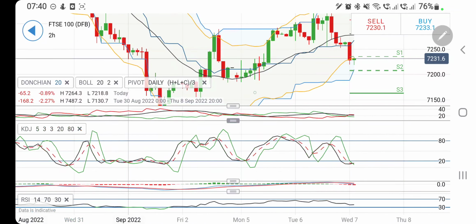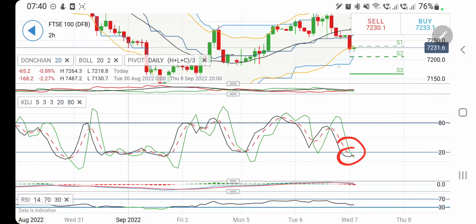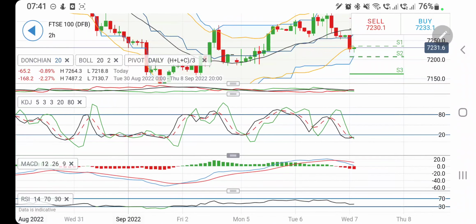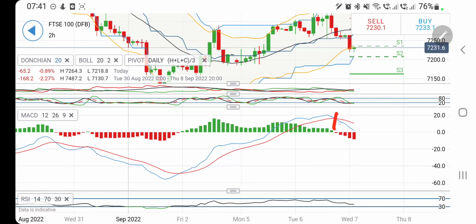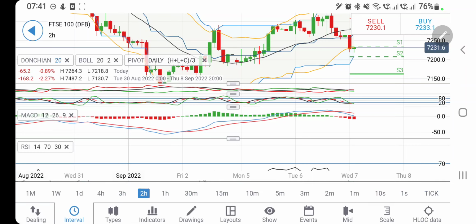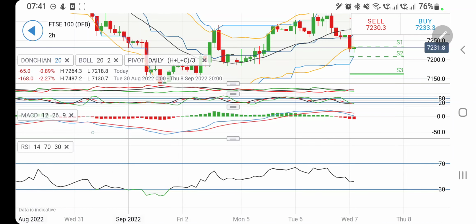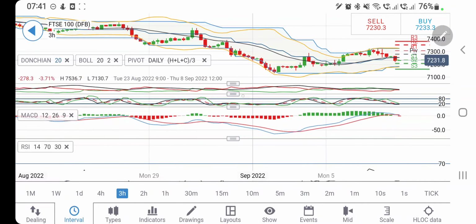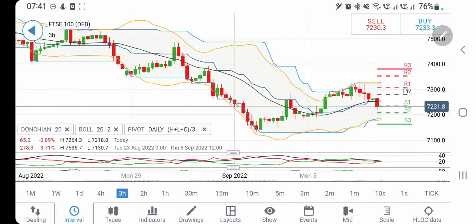Directional movement is bearish. Stochastic is oversold on the 2-hour charts. Possibility of it to rise exists. MACD is divergent and it is bearish. Be careful with the longs till the time it trades in the bearish territory. RSI is trading comfortable, neither oversold nor overbought.